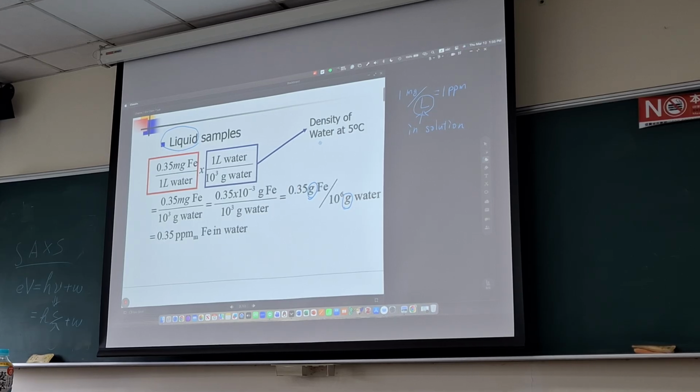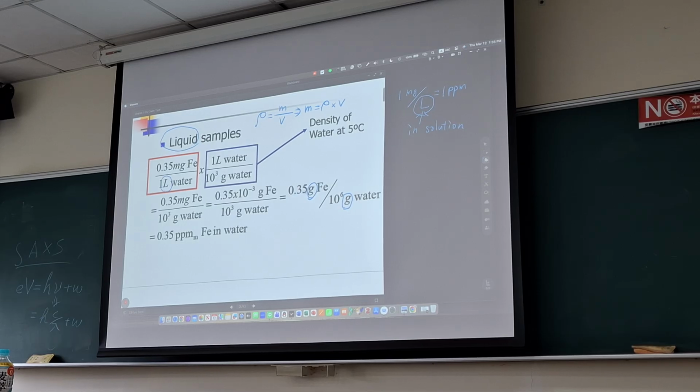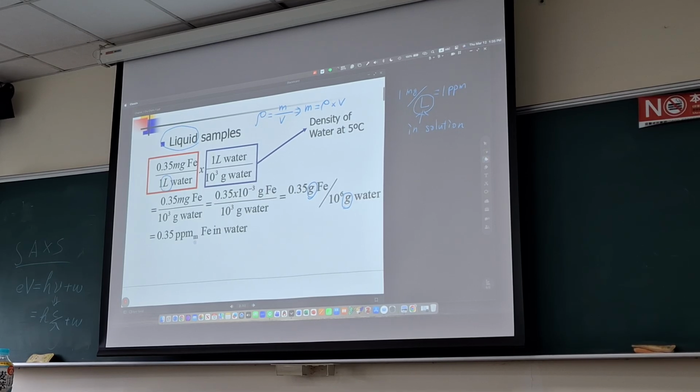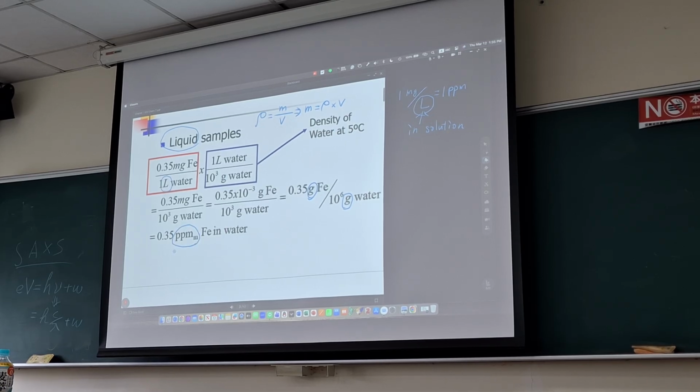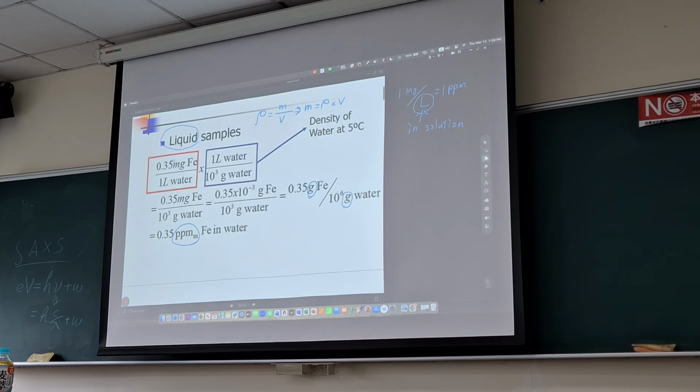So we convert the volume into mass, right? The density equals mass over volume, so mass equals density times volume. So we multiply by its density and we get the grams. So it's 0.35 grams per 10 to the power 6 grams. As I just told you, this equals ppm. After conversion, we also know that milligram per liter also equals ppm for liquid sample.